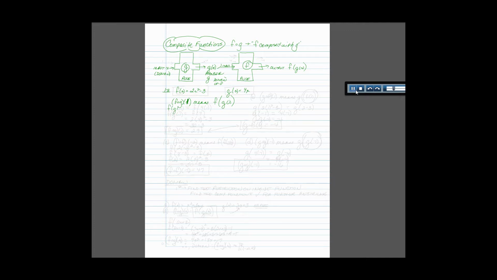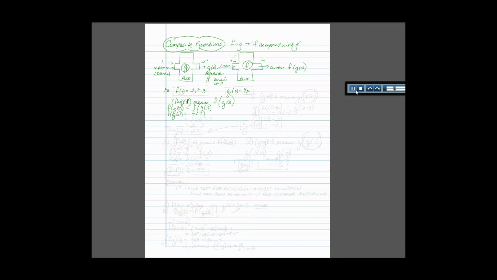f of g of 1 is equal to f of, now let's go up to g of 1. If I just wrote g of 1 here, I would put a 1 here and a 1 here, and I would have 4 times 1. So f of g of 1 is equal to f of 4. The 1 went in, a 4 came out, so now that 4 is going in, and we're going to see what comes out. Does that make sense?